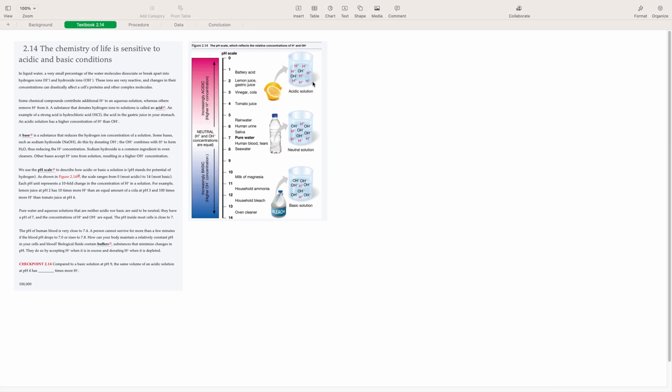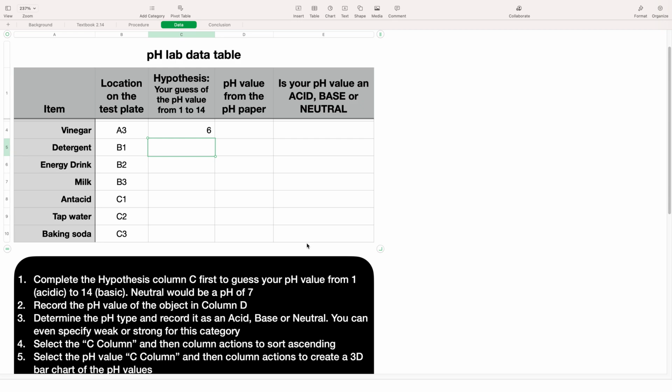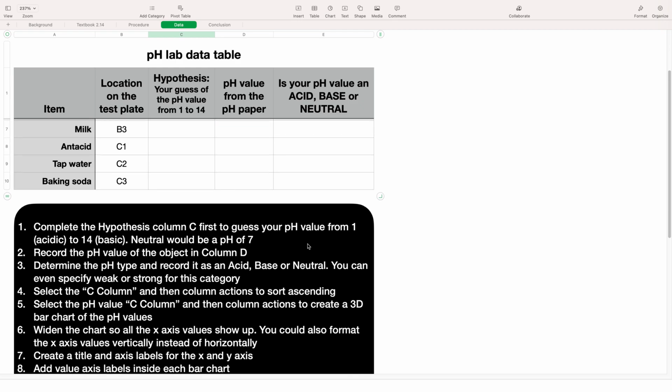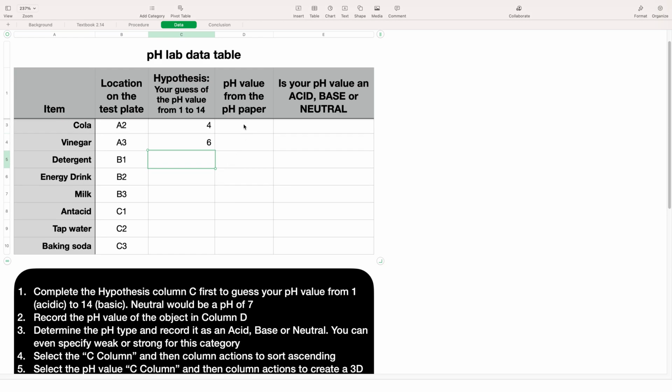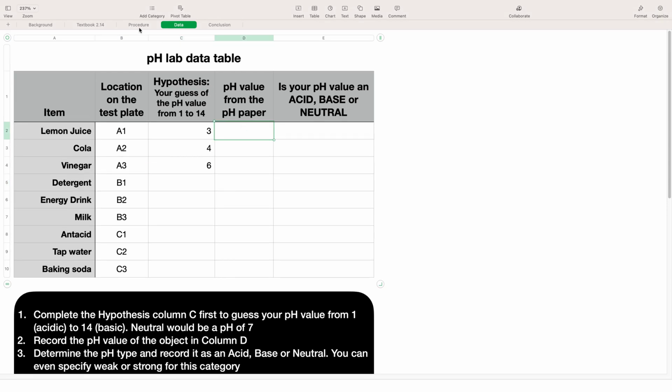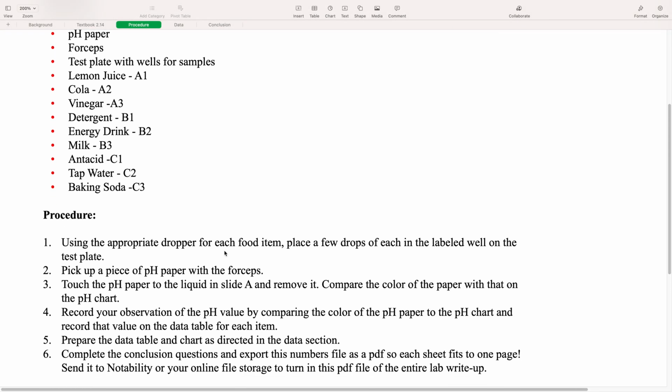So let's take a look at the data over here, and I want to show you what you're going to do. The directions are right here. We've already completed the hypothesis column. This is column A, this is column B, and column C. If you don't see these letters, you tap into the table, and then it makes all the rows and the columns visible. Record the pH value of the object in column D. So right here is column D. How do you do that? The directions right here, we'll go over them.